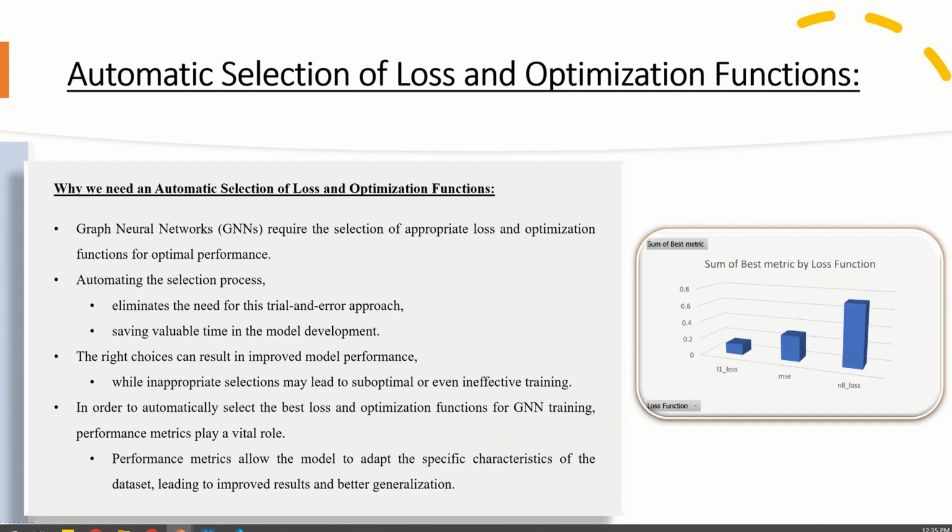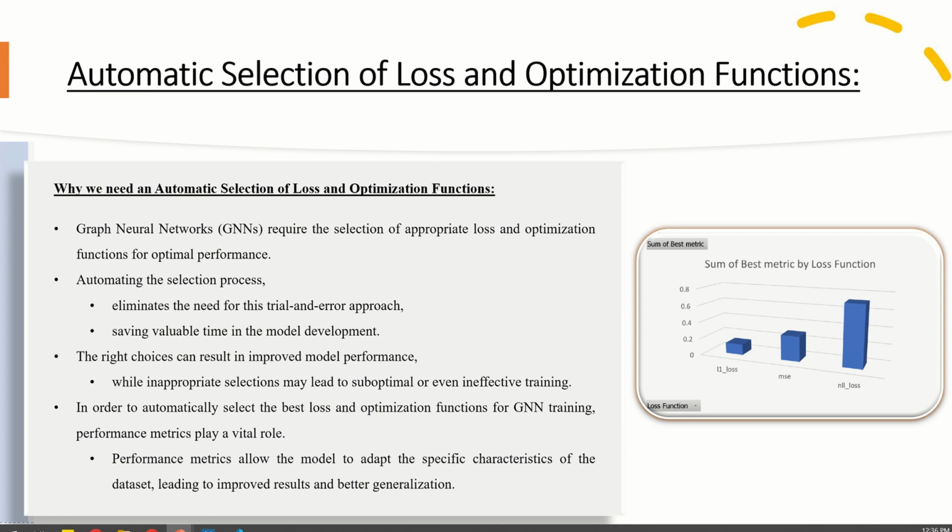So let's start with automatic selection of loss and optimization function. Why do we need automatic selection of loss and optimization function? As we discussed earlier, graph neural networks require a selection of appropriate loss and optimization function for optimal performance. And automating the selection procedure might eliminate the need for this trial and error approach, saving valuable time in model development, and the researcher and developer can spend that time to explore different architectures, let's say different classes of graph neural network, graph convolutional neural network, graph attention neural network, and so on.